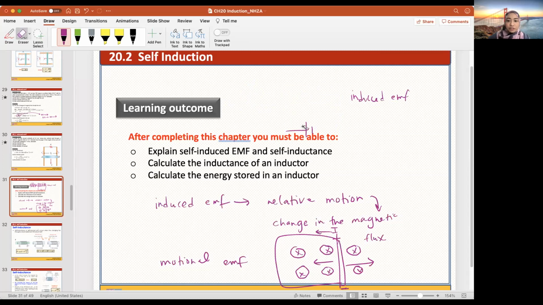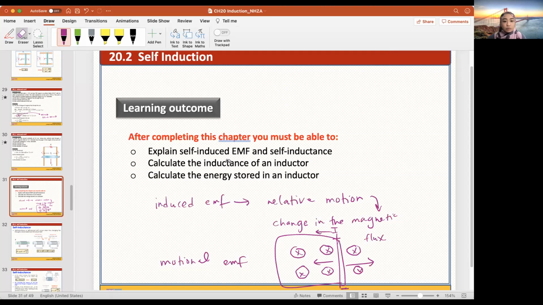Okay, so that's the difference between self-induction and the induction that we have learned previously. The induced EMF that we have learned previously, kita kena gerakkan something. We have to do something. We had to change the area and so on. But for the self-induction, the change in magnetic flux comes from the system itself. Nanti kita akan discover lah how it's possible.